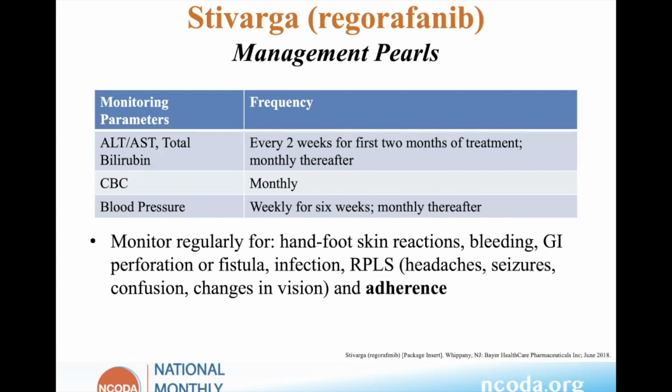Patients are also closely assessed for the development of any hand-foot syndrome, bleeding, or any of these other serious adverse effects that are listed here in the slide. One of the vital things that patients must also be monitored for is adherence, since remember that this is an oral medication.